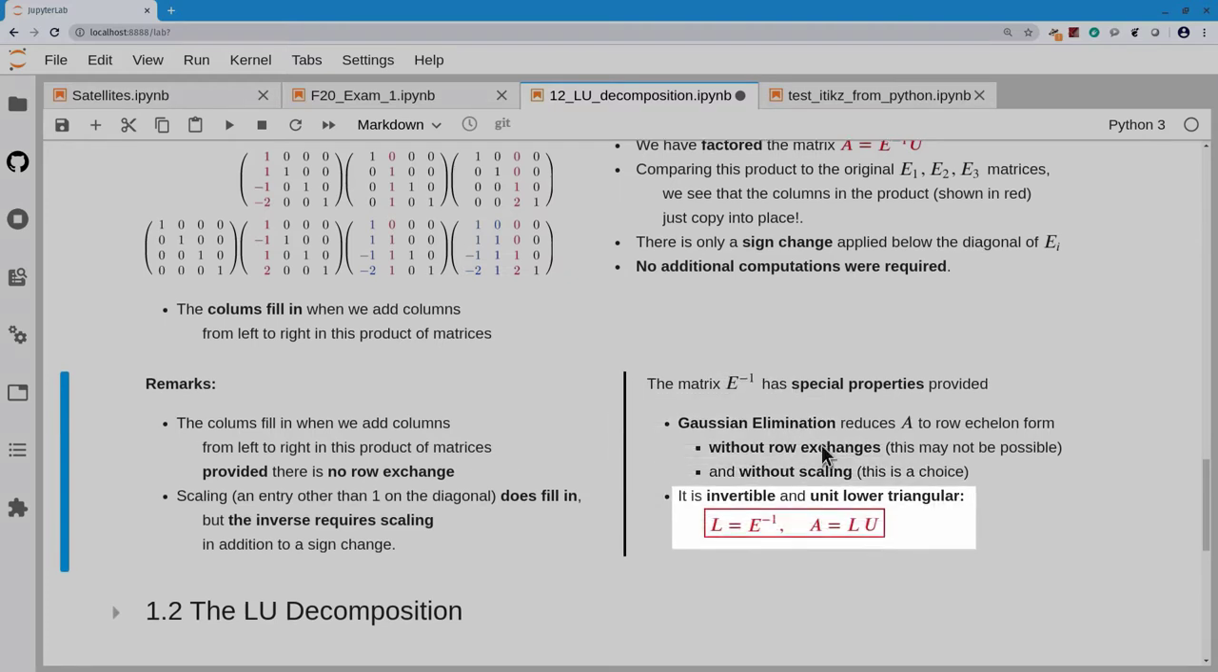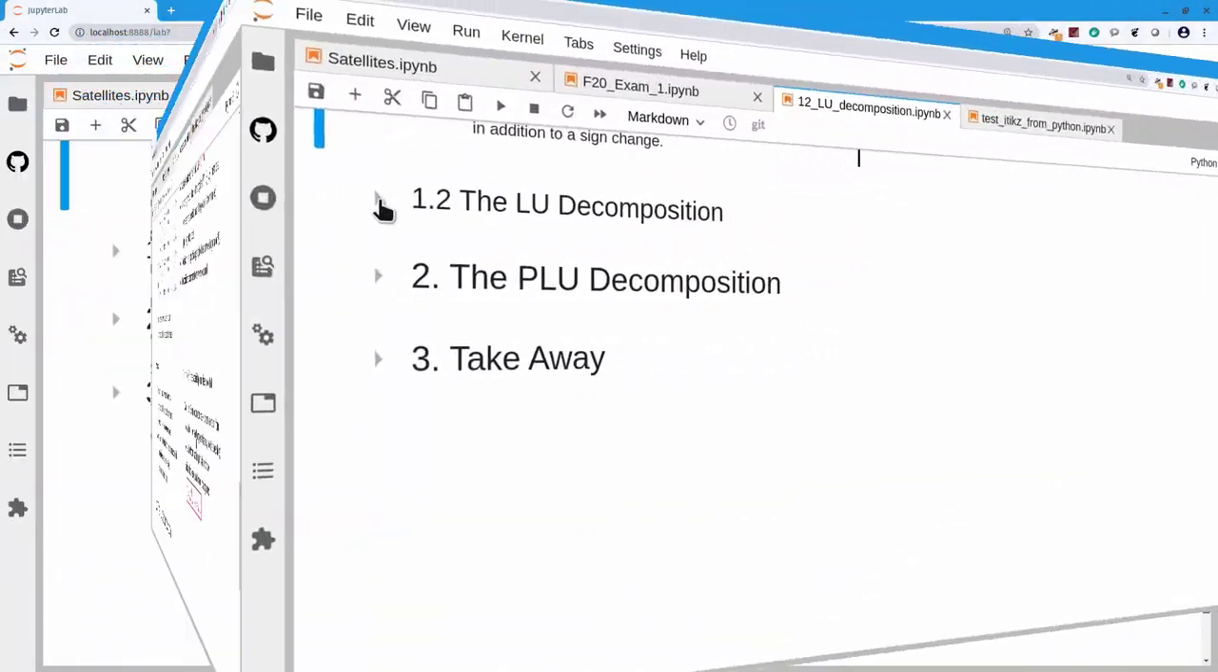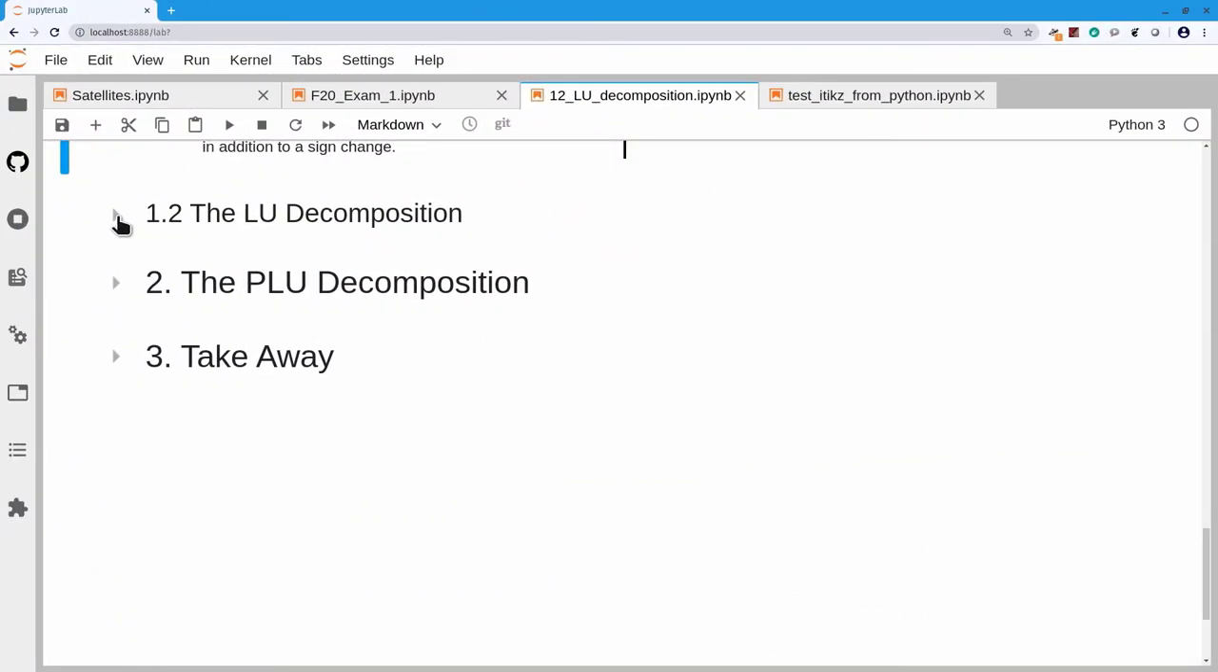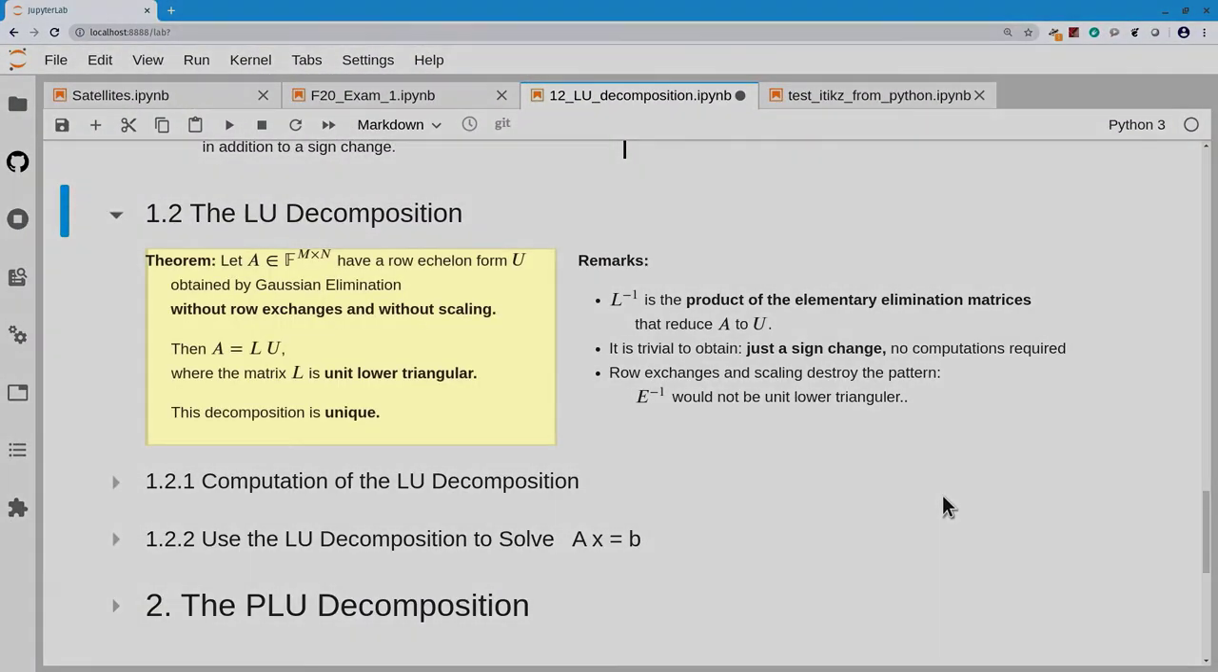In the special case where I'm not doing any row exchanges, I'm going to call it L for lower. When we write down what we did, we had A is equal to this matrix times U. So we got a decomposition of A. We wrote it as a product of this unit lower triangular matrix L times our row echelon form matrix U. A is equal to LU. This is called the LU decomposition.